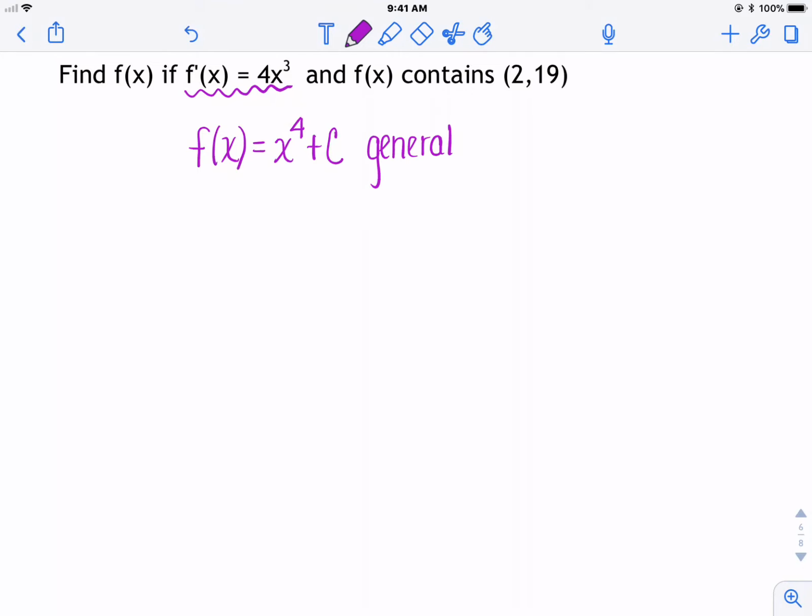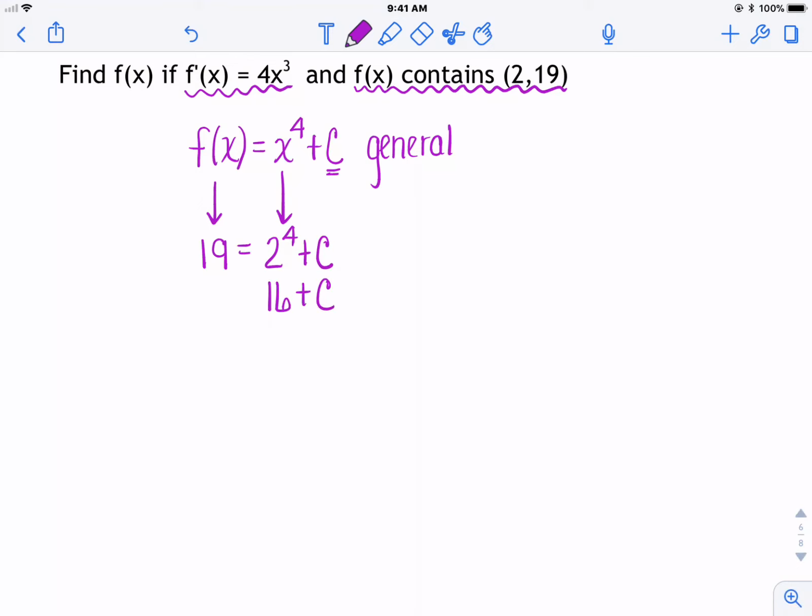But they gave me more information. They told me a point f of x has to contain, and therefore I have a more specific set of information. I can come up with a more specific value to put here than that c. So if I happen to know that the function's value is 19 when x is 2, I can figure out what that constant should be.